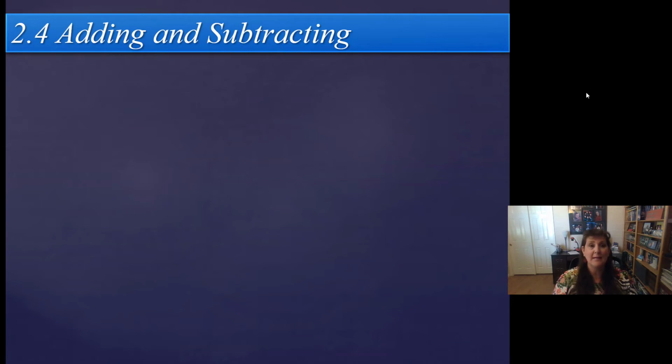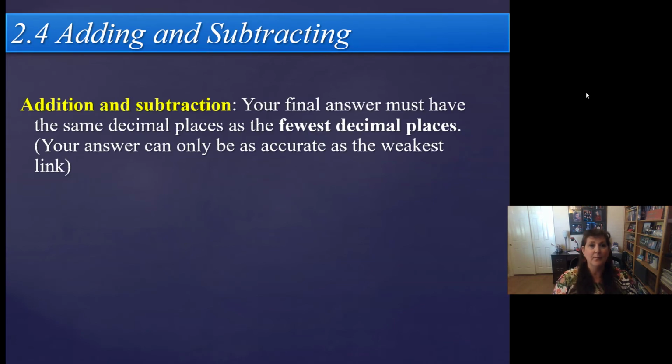Okay, adding and subtracting. Let's go over that. When we're adding and subtracting measurements, it's a little different than just any old numbers. So I know I'm going to make this hard. Adding and subtracting measurements means the final answer needs to have the same decimal places as the fewest decimal places in the problem. Your answer can only be as accurate as the weakest link.